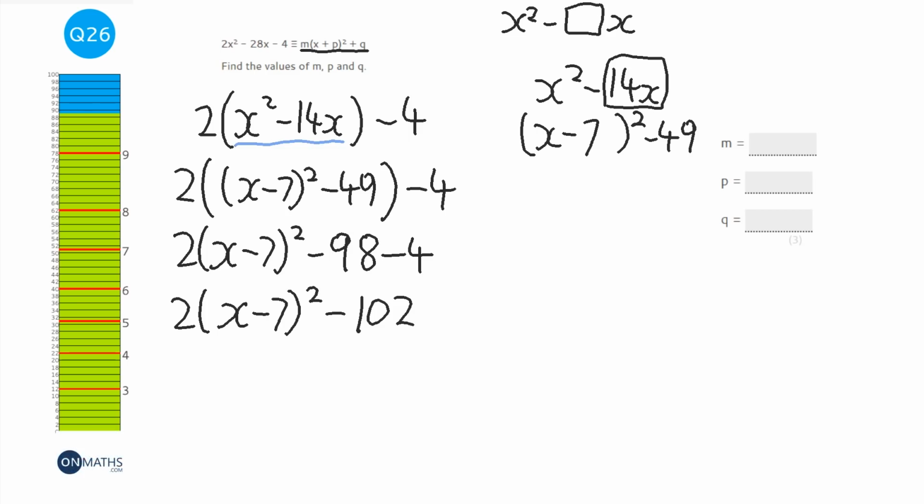So looking at the question, it says it wants m. M is the thing before the brackets, so m is going to be 2. Now it says that p is a positive. Well, we know that p is minus 7, so I'm going to put minus 7 there. And q, it says, is a positive. Well, we know it's a negative, so it's going to be negative 102.